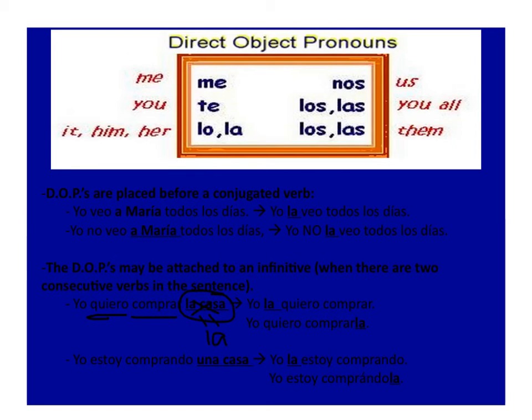Now, when we have two verbs, you have two options. You can place the direct object pronoun before the conjugated verb, just like we did before. Quiero, before the conjugated verb. Or you could attach it to the infinitive. Yo quiero comprarla. See how it's all part of the conjugation.